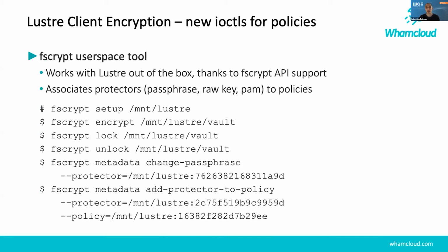Lustre 2.14 supports new ioctls, giving the ability to associate encryption policies to directories. But concretely, how to tell which directories to encrypt and how? Well, thanks to the FScrypt user space tool. Here I have listed the main FScrypt commands, but I propose to go for a demo to illustrate how it works. So please make sure to enable full screen mode so that you can watch the demo comfortably.